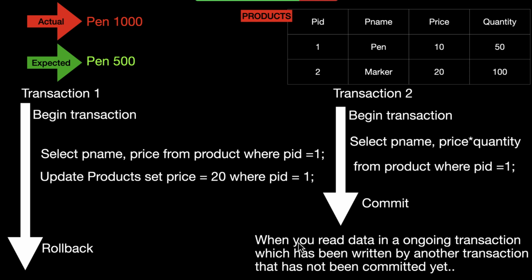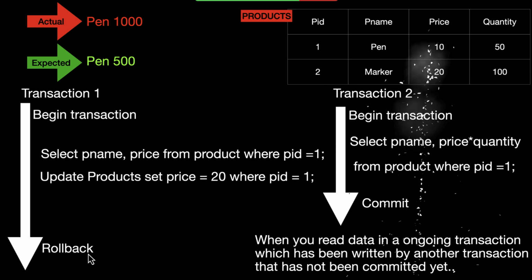So what we basically mean by this is, when you read data in an ongoing transaction, imagine transaction 2 is your ongoing transaction, and it is reading data which has been changed by another transaction, transaction 1. Now you can see this 20 has been written by transaction 1. It uses this value that has not been committed yet. Transaction 2 used an uncommitted value because transaction 1 rolls back the value in the end, and we got inconsistent data. So this is what the problem is.